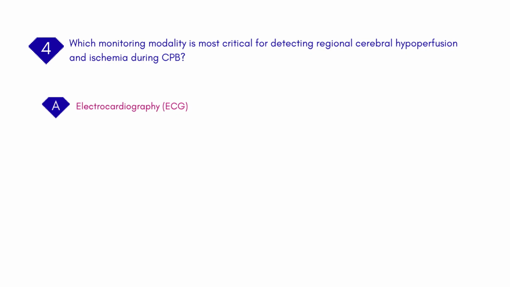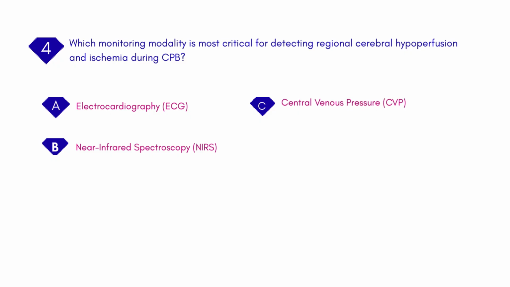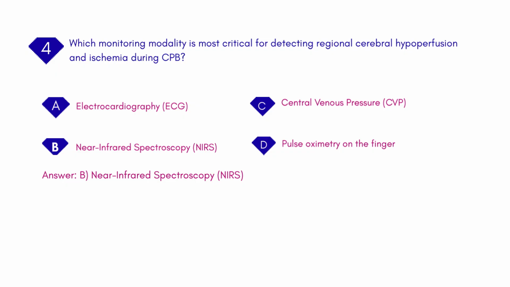A. Electrocardiography, ECG. B. Near-infrared spectroscopy, NIRS. C. Central venous pressure, CVP. D. Pulse oximetry on the finger. Answer: B. Near-infrared spectroscopy, NIRS.